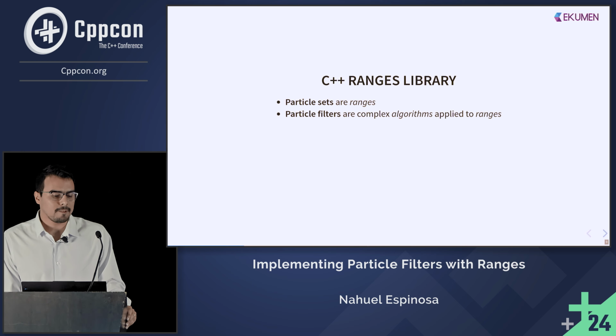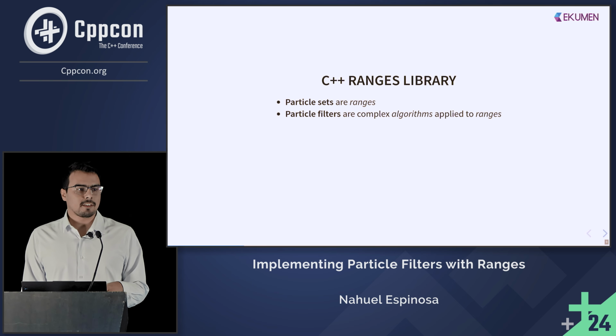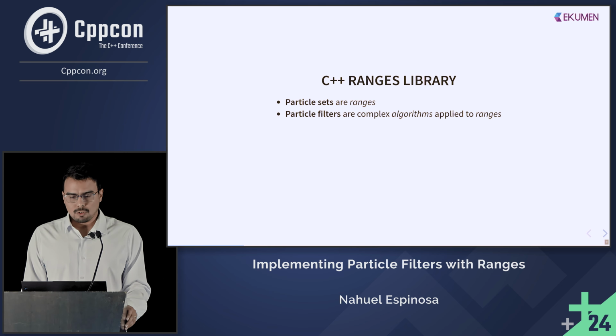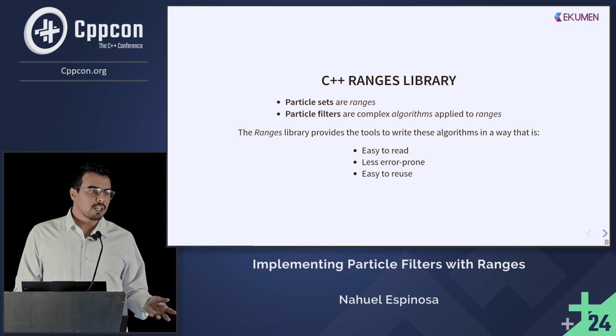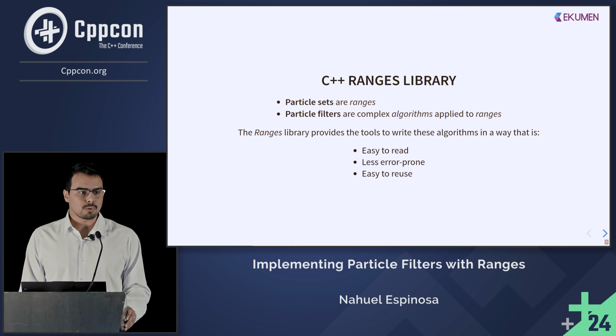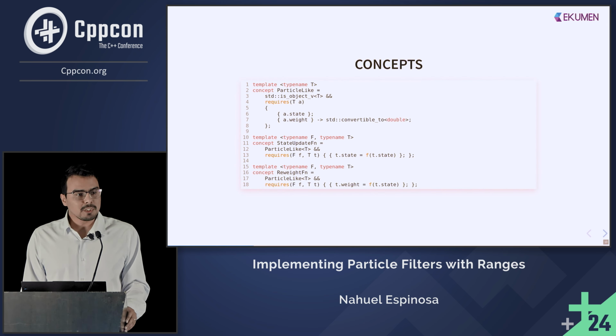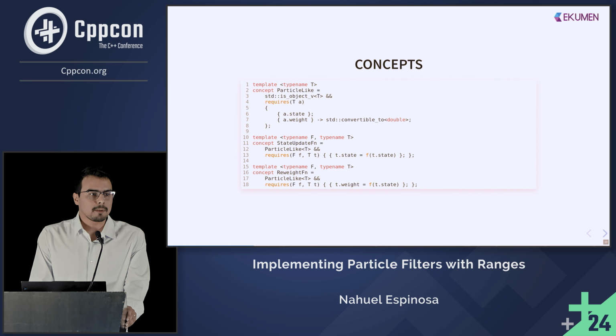As you can probably begin to see, particle sets are ranges, and particle filters are algorithms applied to them. So the ranges library provides the tools to write these algorithms in a way that is easy to read, less error-prone, and easy to reuse. Hopefully, we will show that here. We will start with three main concepts for our implementation.